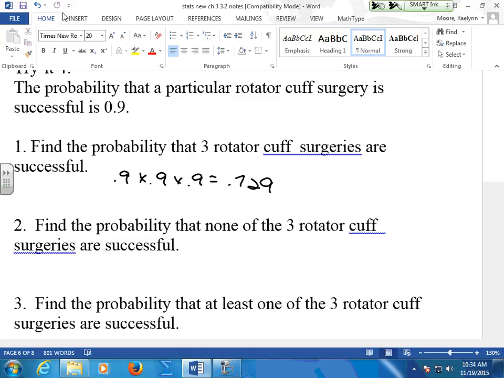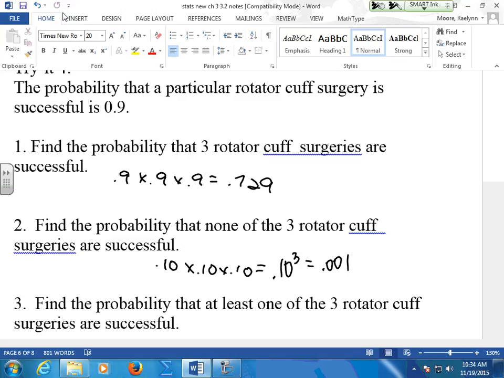Okay, find the probability that none of the surgeries are successful. So if the probability of successful is 0.90, what is the probability of not being successful? 0.10. So 0.10, and our "and" statement says multiply. So what do we get? Can we just cube it? Yeah, absolutely, you can cube it, Michael. What'd you get? It's 0.001.